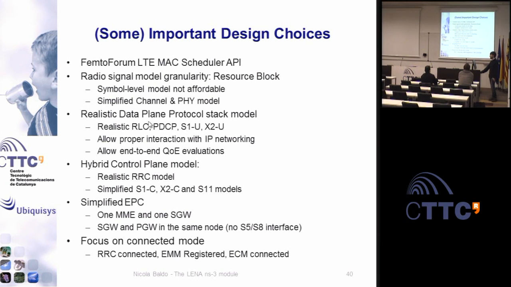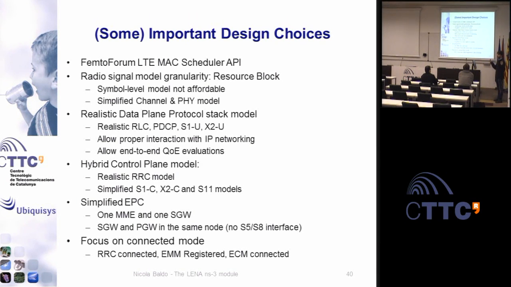And the reason for having a realistic implementation, that is, an implementation that basically follows the 3GPP specs, like having all the PDUs with all the features like segmentation, concatenation, reassembly, and so on, was needed because of the requirement to have end-to-end quality of experience evaluation. So if you want end-to-end evaluation, you need to support a realistic application with IP packets.